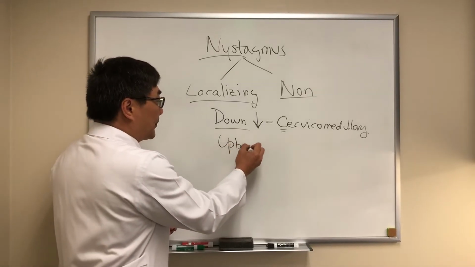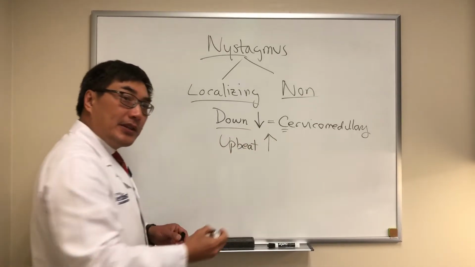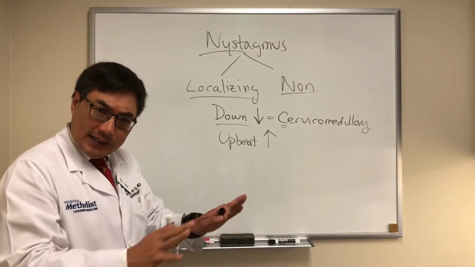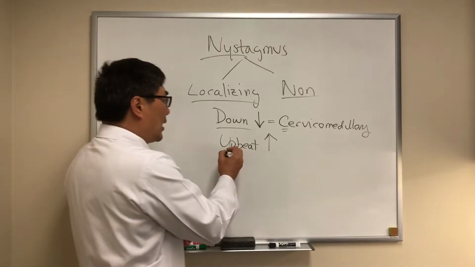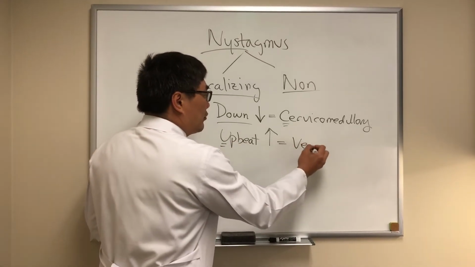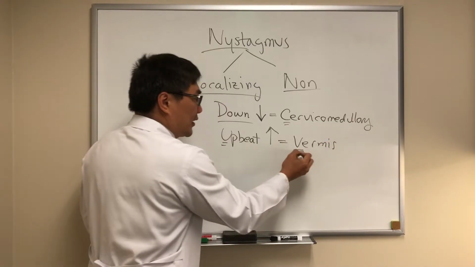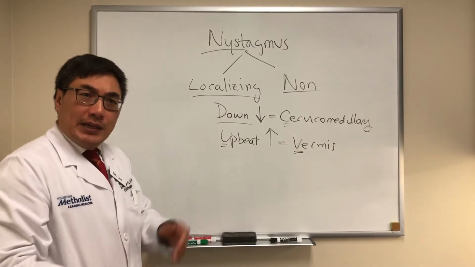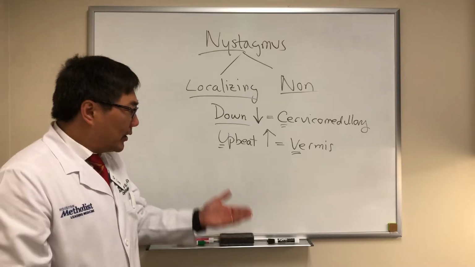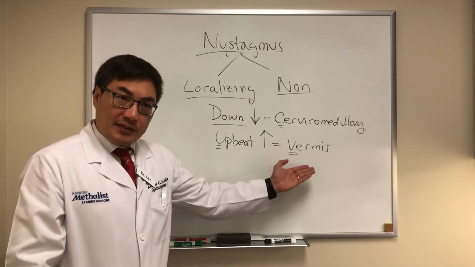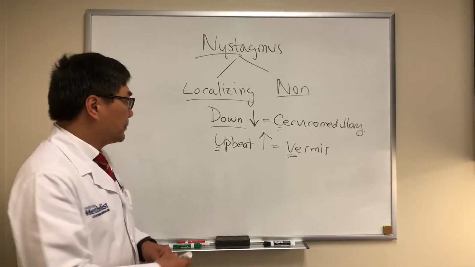And upbeat, the fast phase is going up. These are in primary position. They're not gaze-evoked. This is primary position. Upbeat usually localizes to the vermis of the cerebellum, although it can be in the posterior fossa, including the medulla. Upbeat, U, vermis, V, vermis of cerebellum.